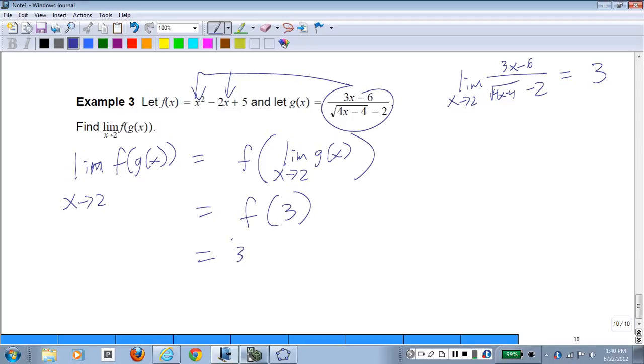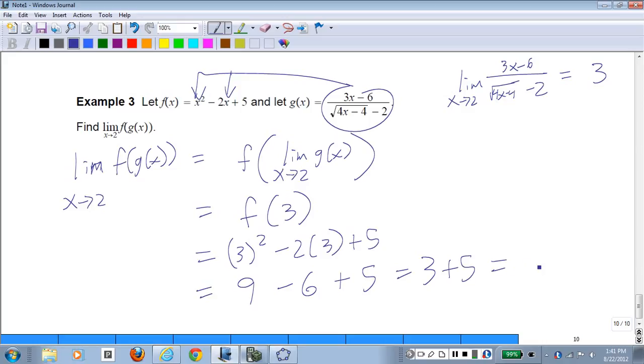which is 3 squared minus 2 times 3 plus 5. 9 minus 6 plus 5, 3 plus 5, and it equals 8.